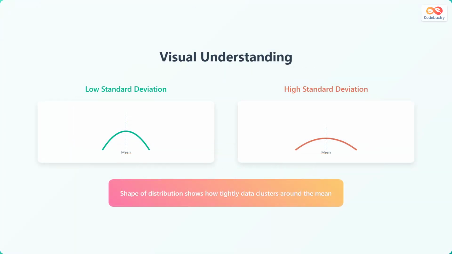Let's visualize standard deviation. Imagine two bell curves. The first curve represents a low standard deviation, where the data is tightly packed around the mean. The second curve represents a high standard deviation, where the data is more spread out. The shape of the distribution visually shows how tightly the data clusters around the mean.